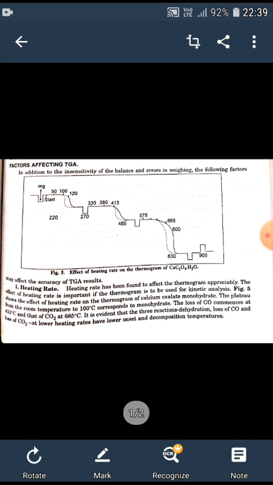Now, it is evident that these three reactions, dehydration, loss of carbon monoxide, and loss of carbon dioxide, at lower heating rates have lower onset and decomposition temperatures.